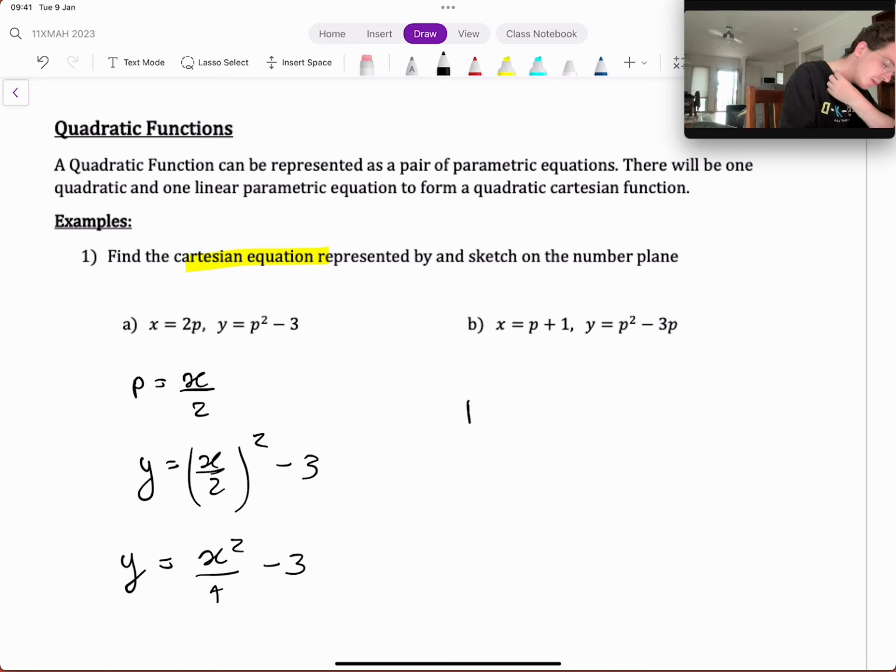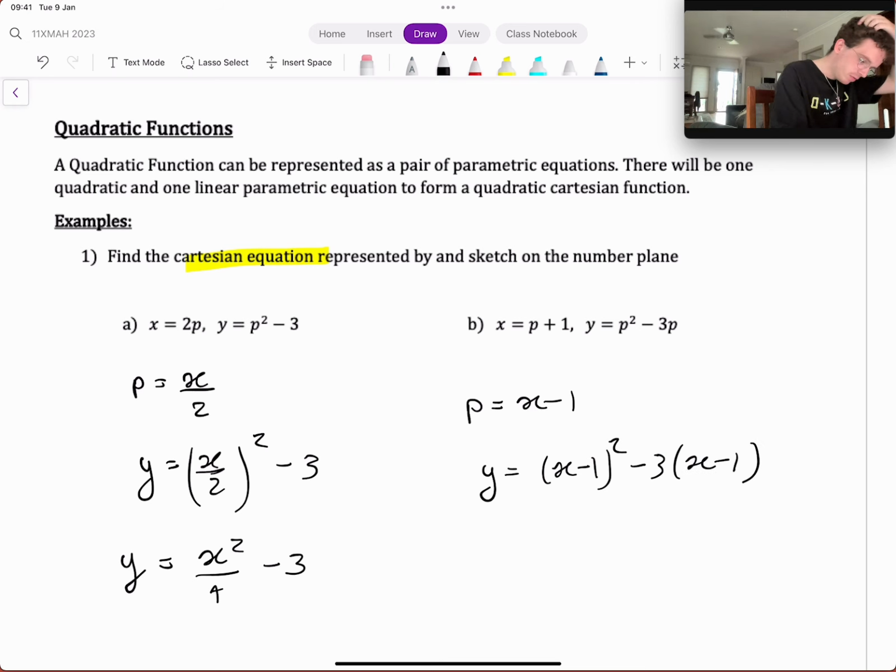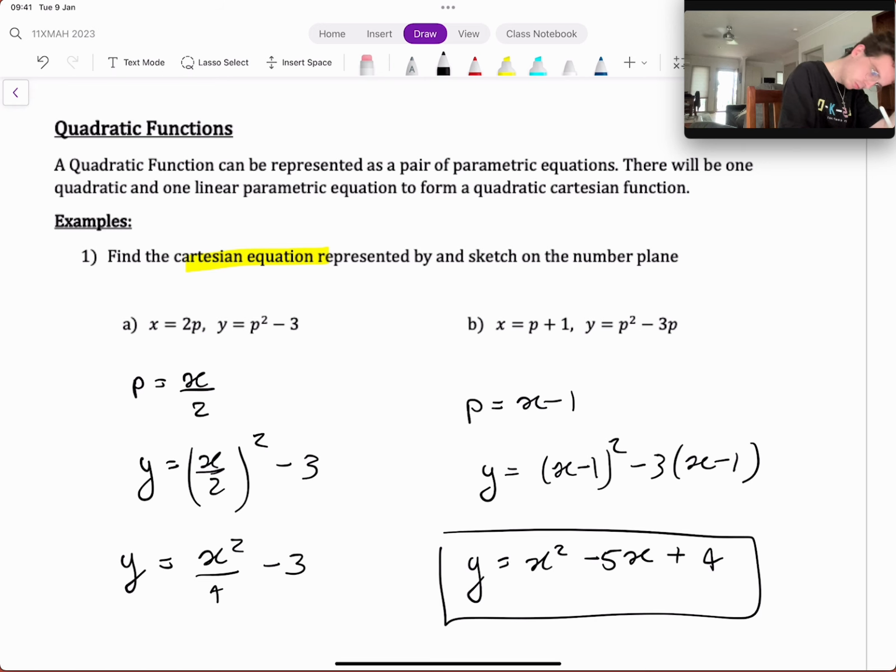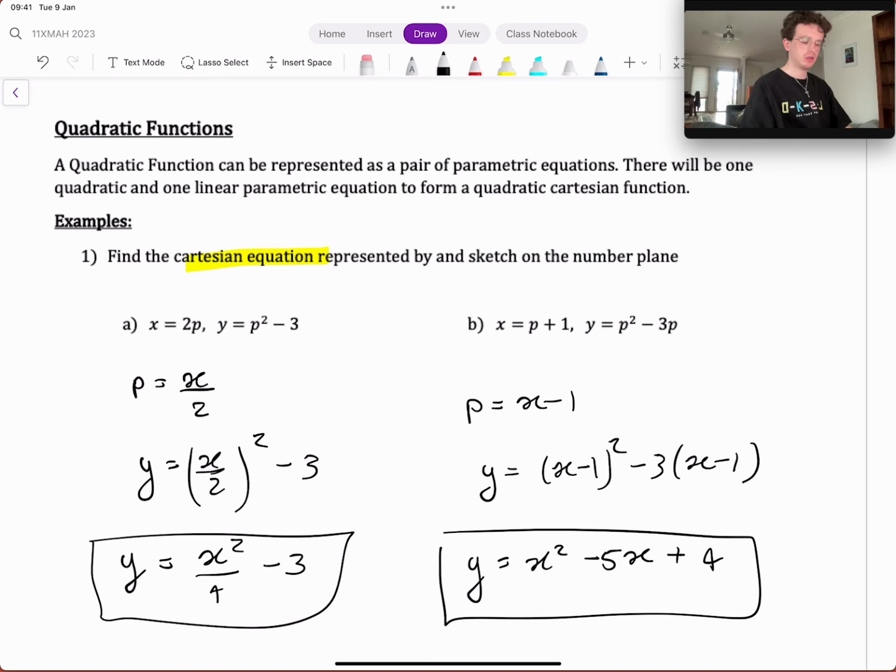Again, we make p the subject. p is equal to x minus 1. So y is equal to x minus 1 squared minus 3 times x minus 1. Now, if you have a go at doing that, you should have x squared minus 5x plus 4. So those are your Cartesian equations for those ones.